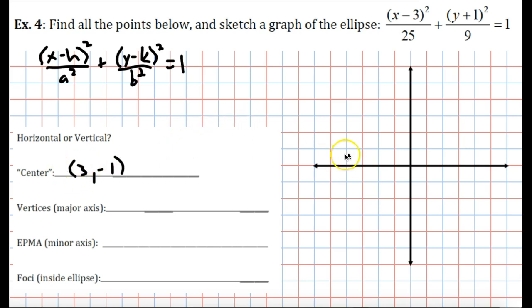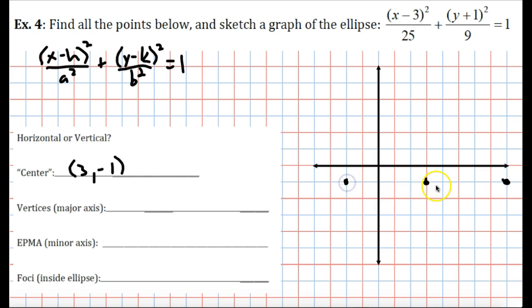So my center is going to be 3, negative 1, and I actually did not make my graph big enough, so I'm just going to scoot this axis over a little bit and replot my point. So at 3, negative 1. Now, the square root of this value tells me how far to go left and right from the center. So the square root of 25 is 5. So from the center, I'm going to go right 1, 2, 3, 4, 5, and left 1, 2, 3, 4, 5.